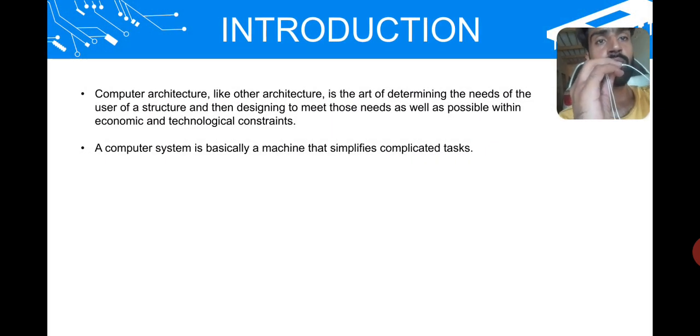Introduction. Computer architecture, like other architecture, is the art of determining the needs of the user of a structure and then designing it to meet those needs as well as possible within economic and technological constraints. A computer system is basically a machine that simplifies complicated tasks.